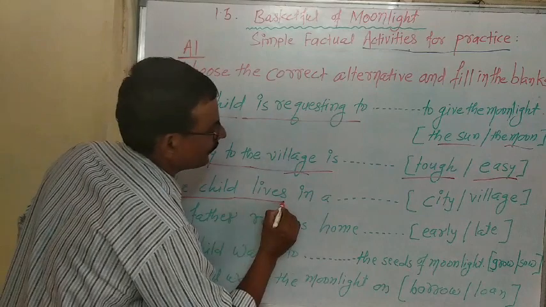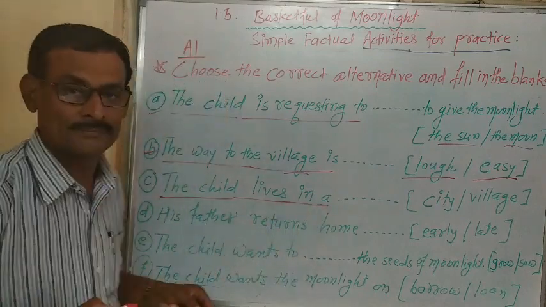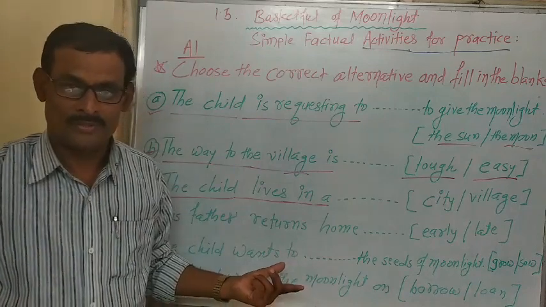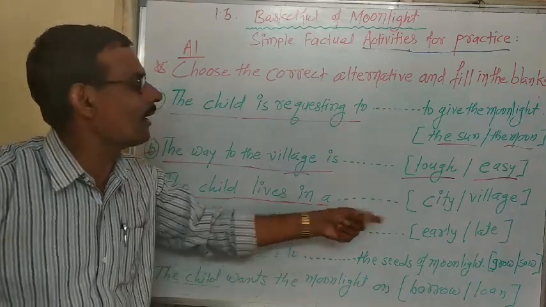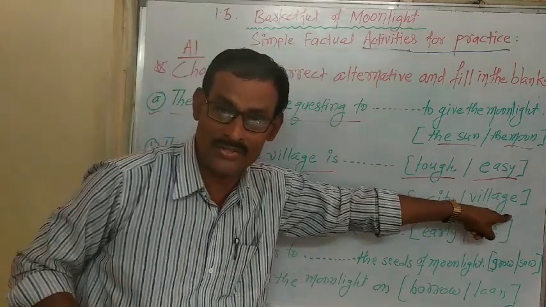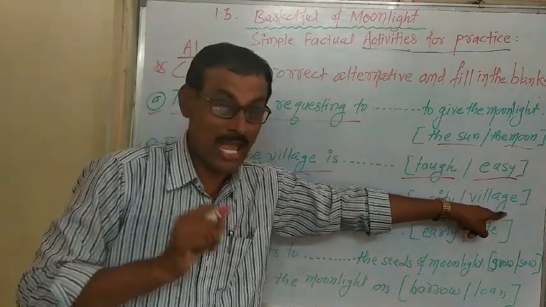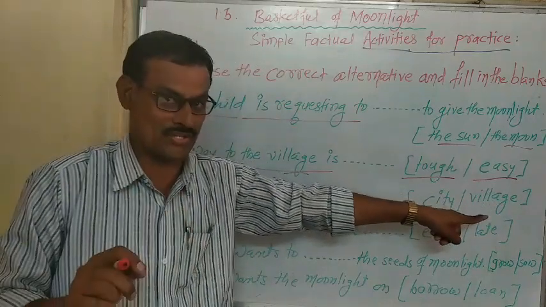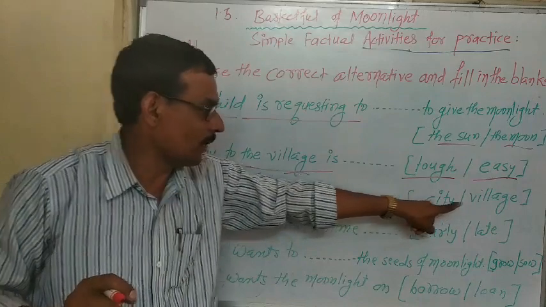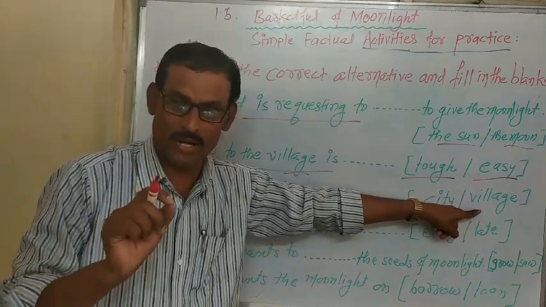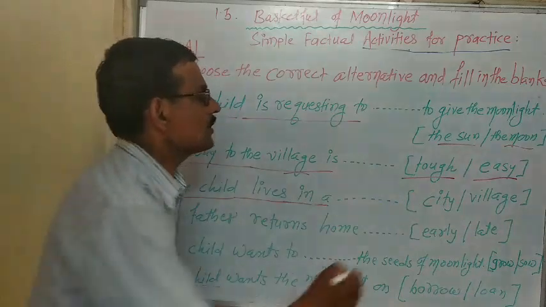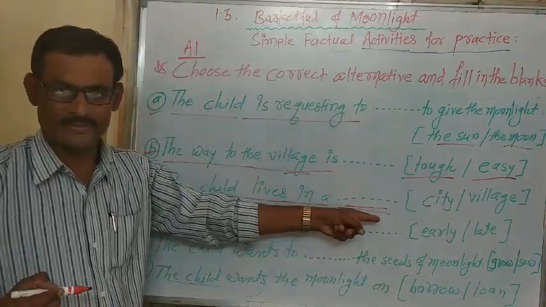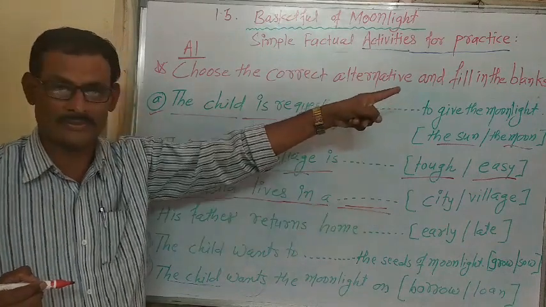Next one. The child lives in a dash. Where does the child live? The child lives in a city or village. You have to find it out. Where does he live? Either in a city or a village. One alternative is the correct alternative, which is to be filled here to complete the sentence. To fill the blanks. Come on.